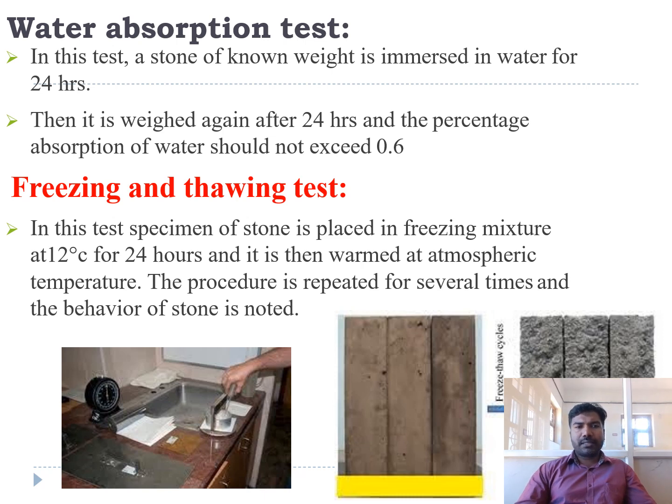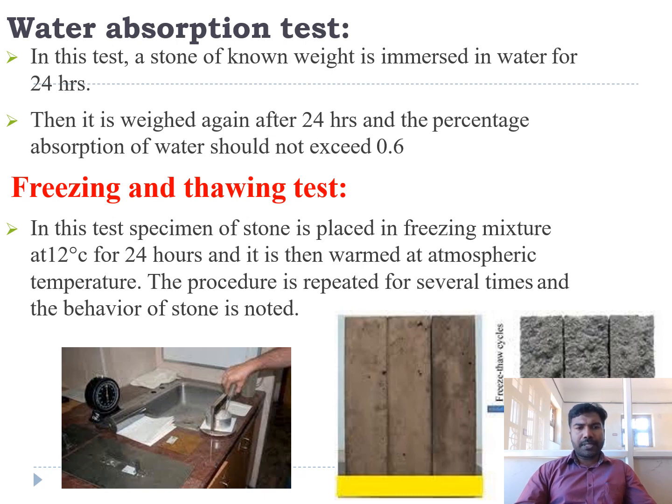Next, water absorption test. Mostly the absorption capacity of stone is very low, but still we have to test the water absorption. In this test, a stone of known weight is immersed in water for 24 hours. Actually, this test is not carried out in a single day because we have to immerse the sample for 24 hours, so it will take around 25 hours. Then it is weighed again after 24 hours, and the percentage absorption of water should not exceed 0.6. If the percentage absorption exceeds 0.6, it is not suitable for construction work. That is the conclusion.